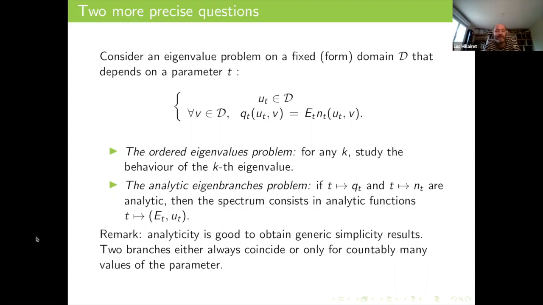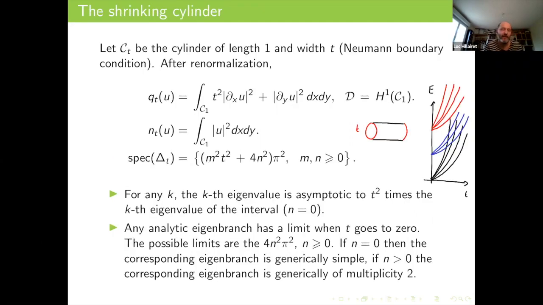And so the remark here is that analyticity is good to obtain generic simplicity results, for instance, because if you have two analytic branches, either they always coincide or they coincide only for countably many values of the parameter. So there are these two problems, and the first thing I want to show is that these two problems are really different. And this is clearly seen on this example.